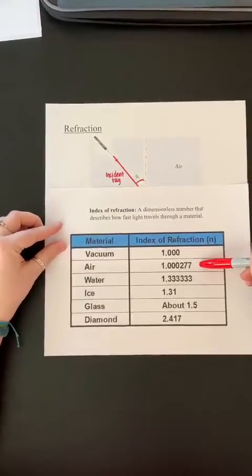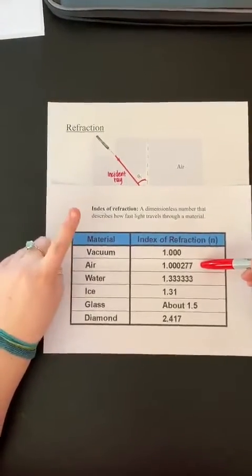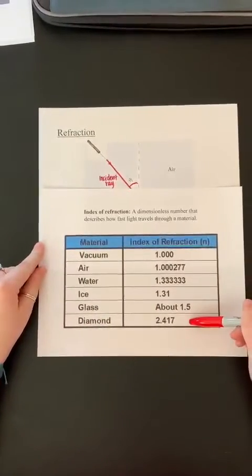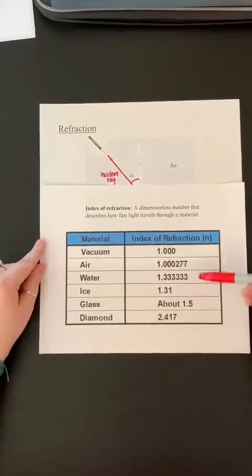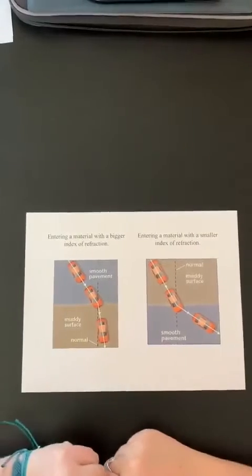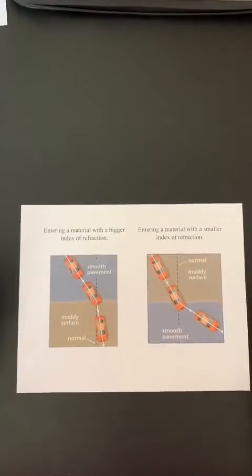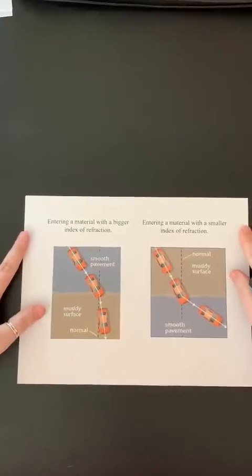Based on this table, we can infer that if we have two light rays traveling through air and one of them hits water and the other hits a diamond, the light ray that hits the diamond will bend more because the diamond's index of refraction is greater than that of water. At this point, you might be asking yourself, how do I know which way a ray of light is going to refract? Well, here is a simple method you can use to help yourself remember.